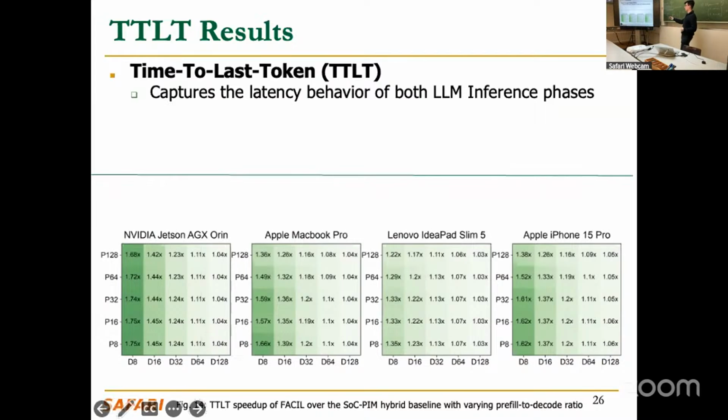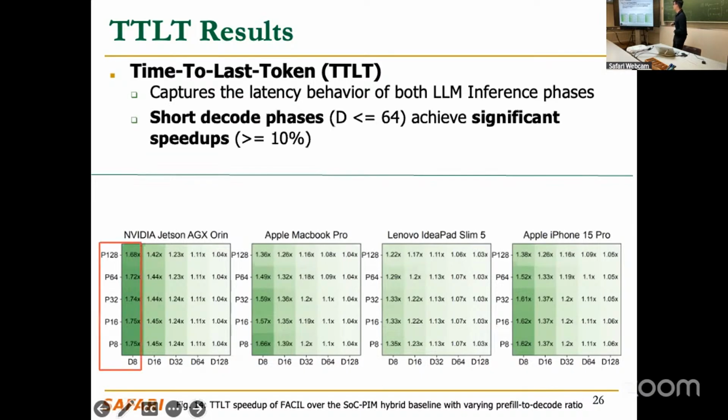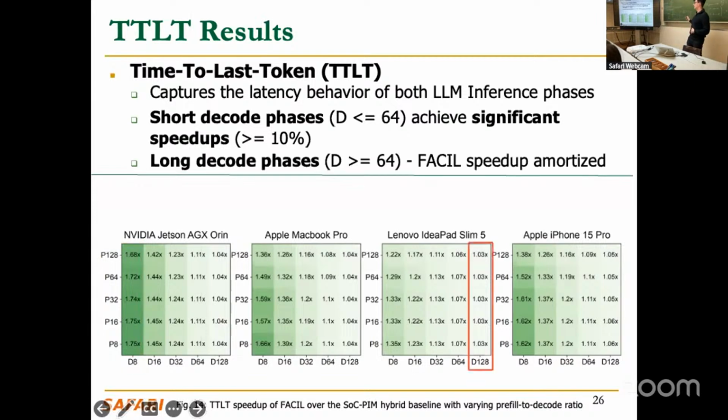On the x-axis, we see the decode token length, and on the y-axis, the prefill length. And in each cell of the heat map plot, we depict the TTLT speedup achieved for a given prefill and decode combination. So for short decode phases, we managed to achieve great speedups. So for D less than 64, we achieve speedups of more than 10%. In this extreme case here, for D equals 8 for the NVIDIA Jetson device, they achieve speedups of around 70%. While on the other extreme, for long decode phases, for example, D equals 128 on the Lenovo IdeaPad device, they achieve negligible speedups of around 3% with Facil.